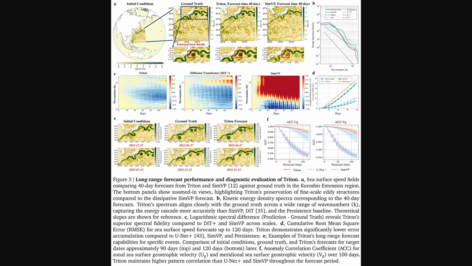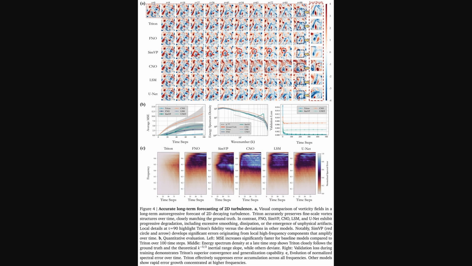And this ability to handle complex fluid dynamics isn't just for oceans. This figure shows Triton forecasting 2D turbulence, a classic physics challenge. The top images track the vorticity field, which is the local spinning motion in a fluid. Triton's forecast stays incredibly sharp, preserving these fine vortical structures, while other models quickly blur out. The graphs below quantify this. Triton's average error stays significantly lower over time.